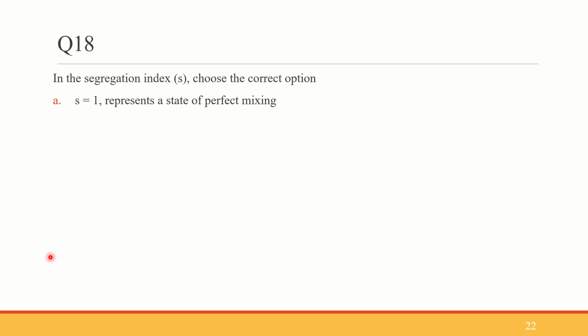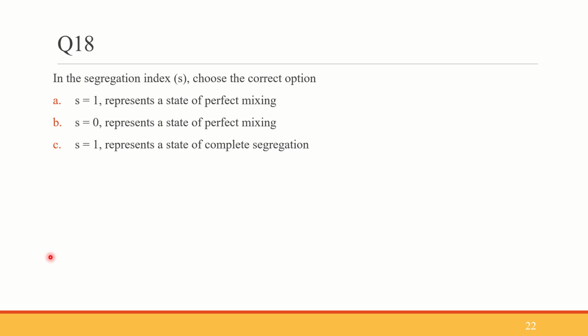Now we'll go to question 18. In question 18 it is given that in the segregation index, choose the correct option. So the last question was about the mixing index, here it is about the segregation index. Option A, S is equal to 1 represents a state of perfect mixing. Option B, S is equal to 0 represents a state of perfect mixing. Option C, S is equal to 1 represents a state of complete segregation. And option D, none of the above. So the answer is option C.